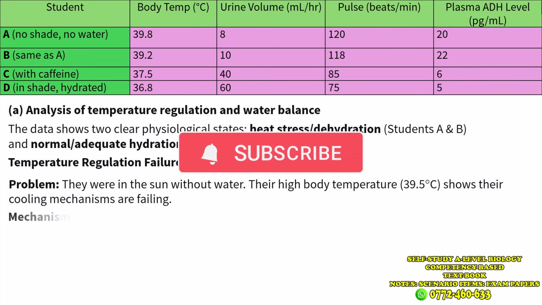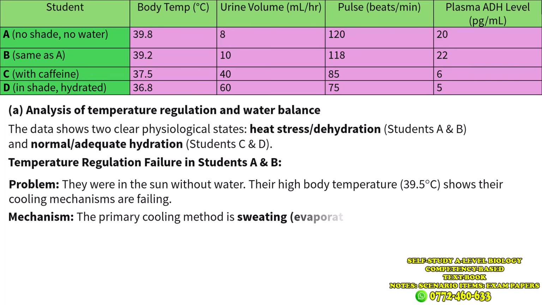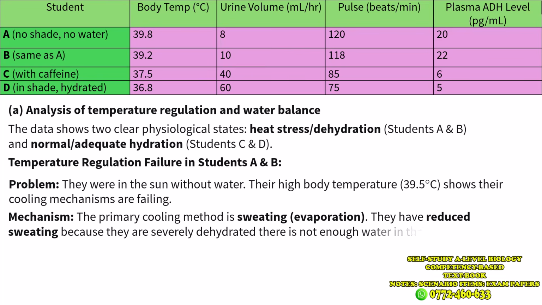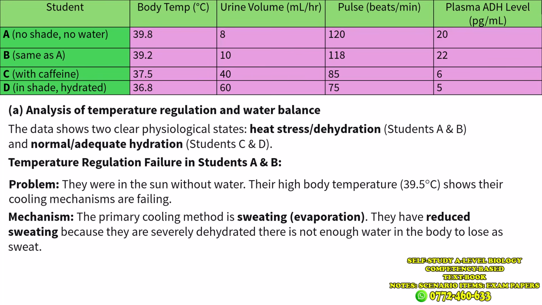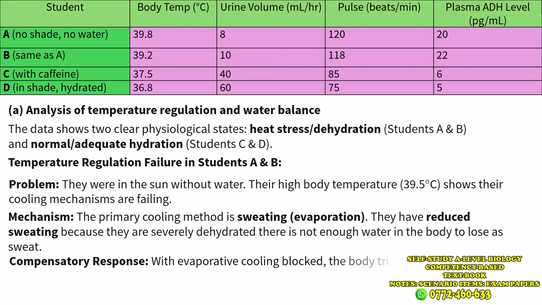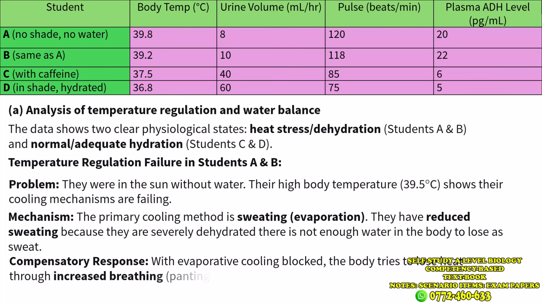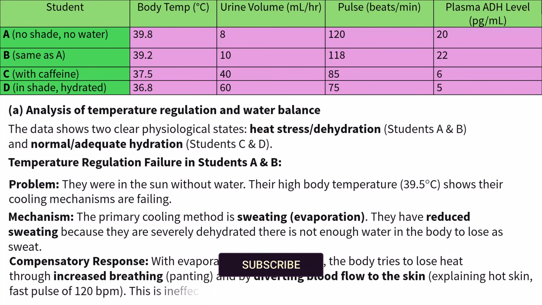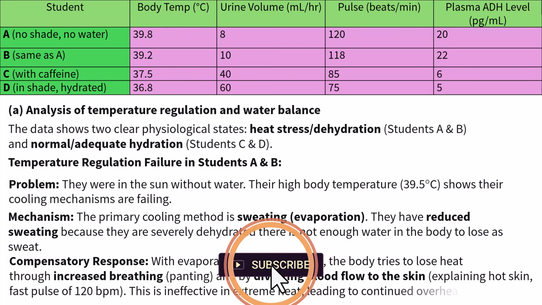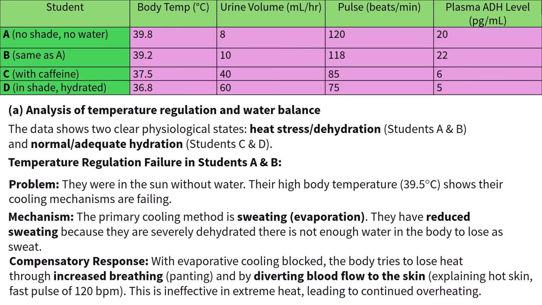Mechanism: the primary cooling method is sweating. They have reduced sweating because they are severely dehydrated. There is not enough water in the body to lose as sweat. Compensatory response: with evaporative cooling blocked, the body tries to lose heat through increased breathing and by diverting blood flow to the skin, explaining hot skin and a fast pulse of 120 beats per minute. This is ineffective in extreme heat, leading to continued overheating.